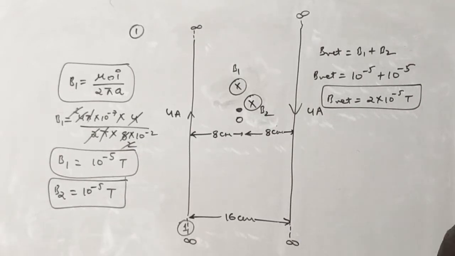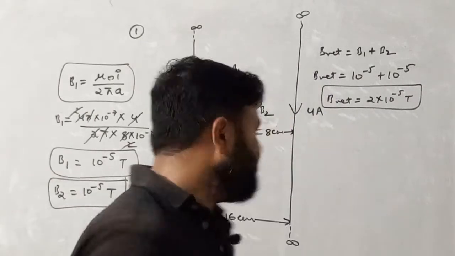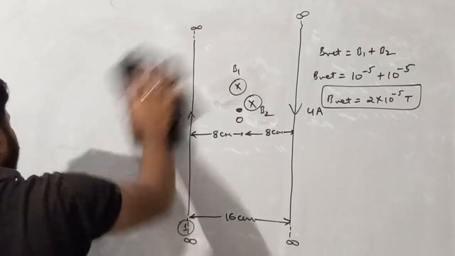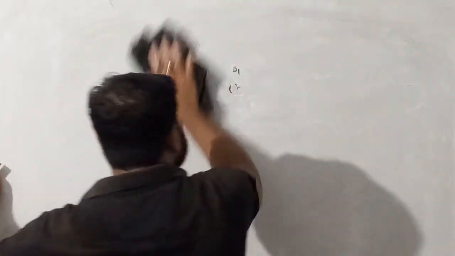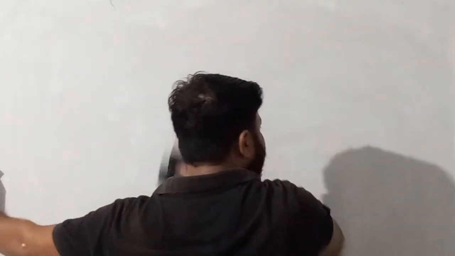Now moving forward, let's discuss another topic. Write down the next topic: magnetic field at the center of current carrying circular loop. So see, my dear student, the situation is like this.